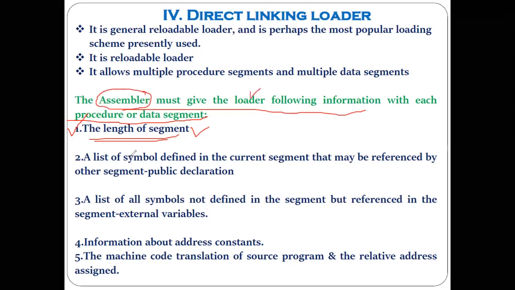Okay. Then the second kind of information that the assembler must provide to the loader is a list of symbols defining the current segment that may be referenced by the other segment. What? A list of symbols defining the current segment that may be referenced by the other segment means what? The publicly declared variables in your program.